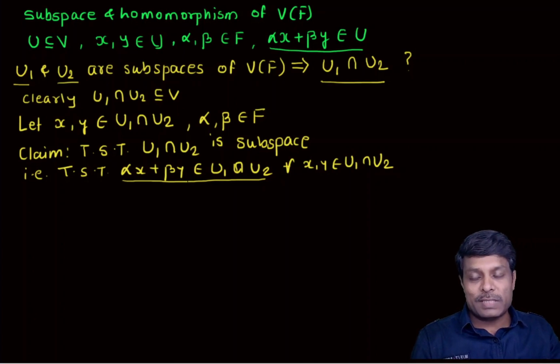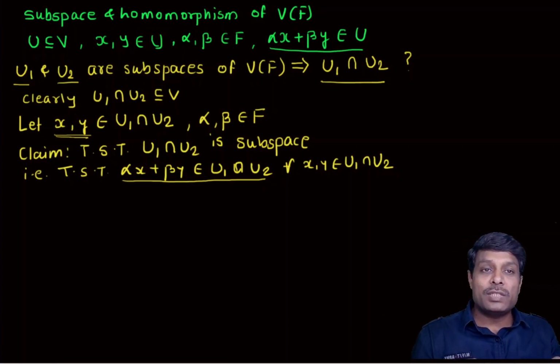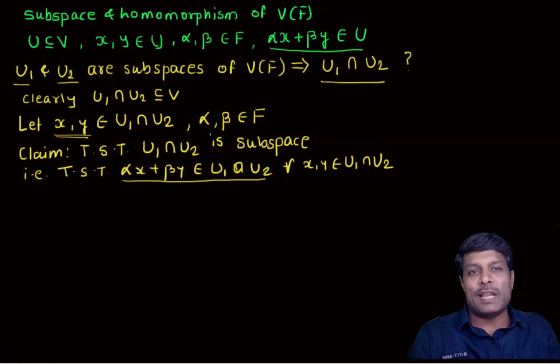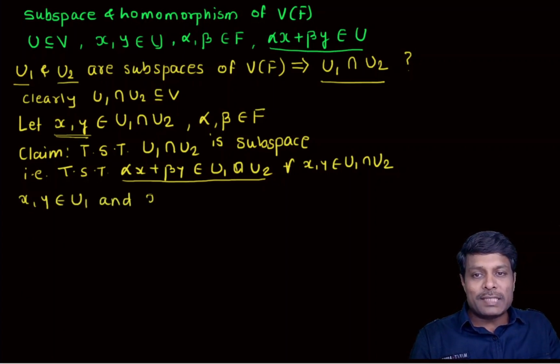Now how will we prove this? Here we have considered two elements x and y from U1 intersection U2, and by using the definition of intersection of two sets, because intersection is nothing but a collection of common elements belonging to U1 as well as U2, x and y both are members of U1 intersection U2. It means that x and y both are members of U1, and both x and y are members of U2. This we have written because of the definition of intersection.